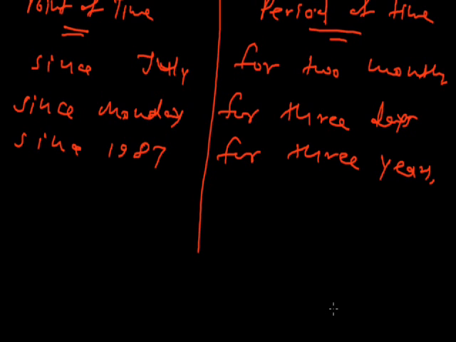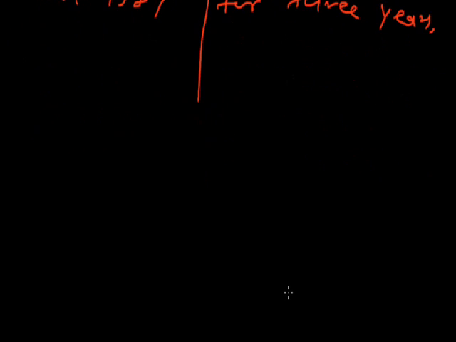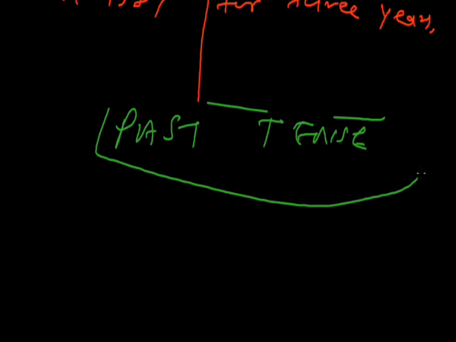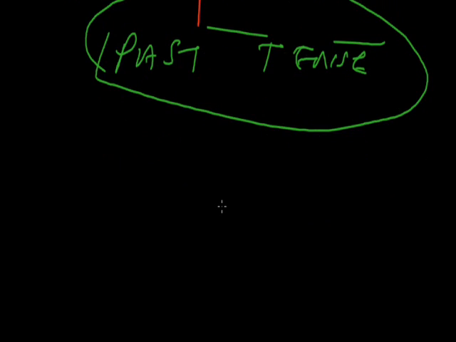And now we'll move on to past tense. Clear? And in past tense also we have the same four parts: simple past, past continuous, past perfect, and past perfect continuous. So let's begin past tense. Now the same four parts: simple past, past continuous, past perfect, and past perfect continuous. Let's begin with simple past.